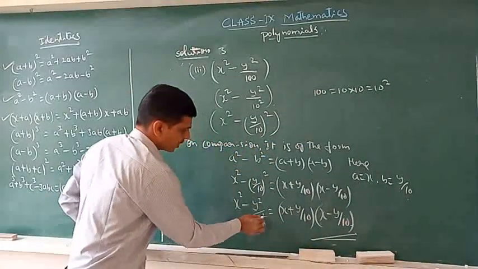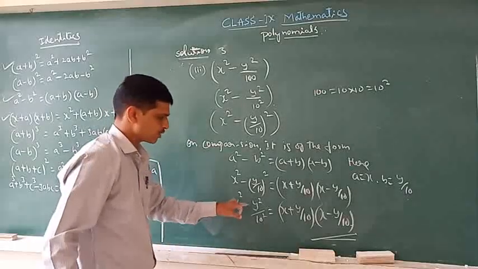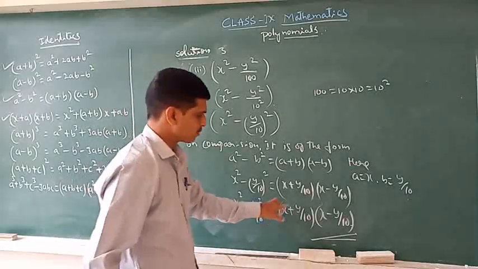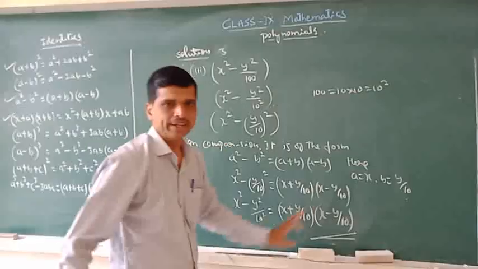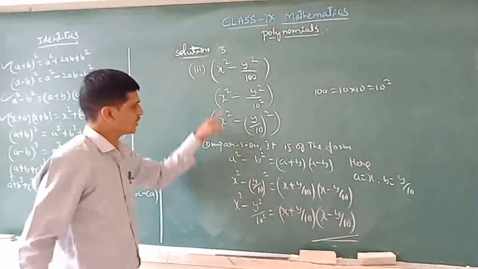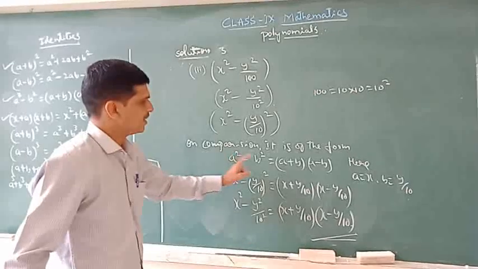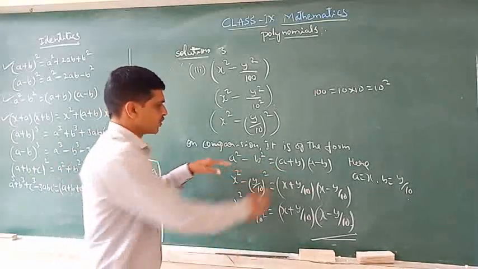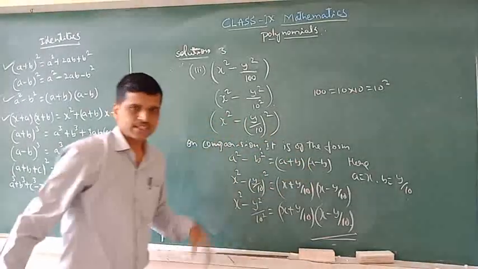Otherwise, you can write this 10 square as 100. So x square minus y square divided by 100 is equal to x plus y by 10 into x minus y by 10. So this is the simple solution using the a square minus b square identity. Here, which identity did I use? This is the suitable identity for this one. Hence, I use that identity.